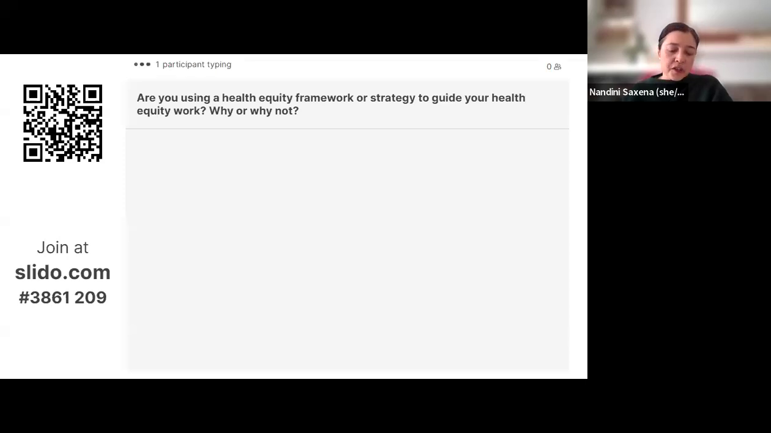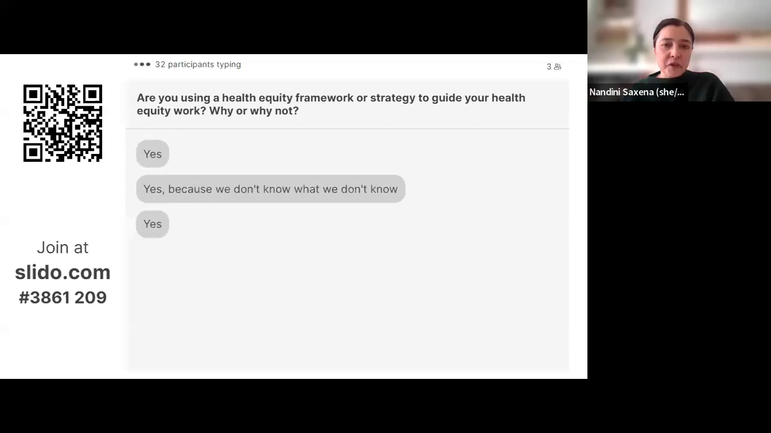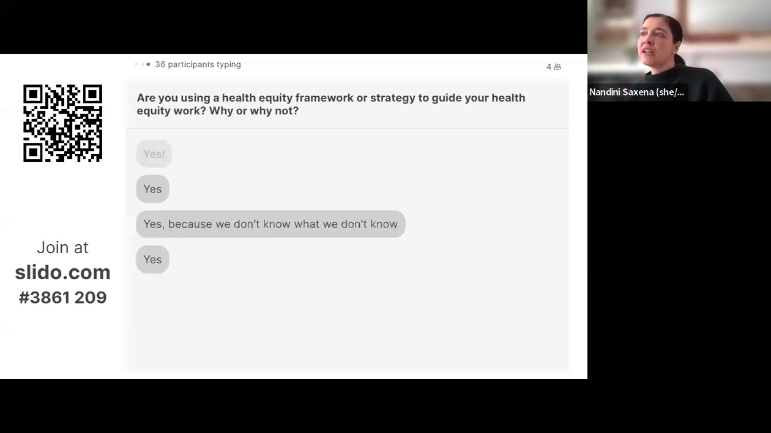So the first question that you see up on the screen is, are you using a health equity framework or health equity strategy to guide your health equity work, and why or why not? So I'll just wait for a few moments as people type into the Slido. And I see there's about 31 people typing. So there's quite a few of you who are starting to engage.